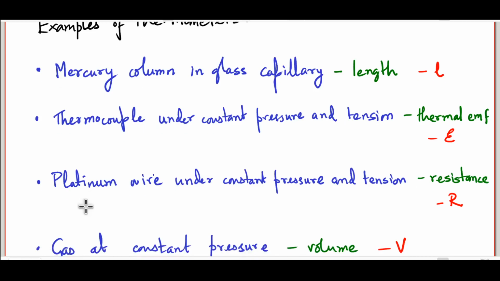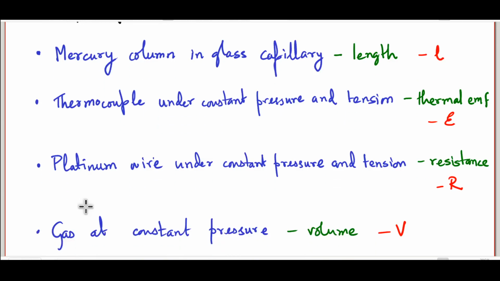The same actually holds for our final two examples. The first one is gas maintained at a constant pressure. Here the volume of the gas is the thermometric quantity, and essentially you can define the temperature to be volume divided by volume at the triple point multiplied by the scaling factor 273.16 Kelvin.